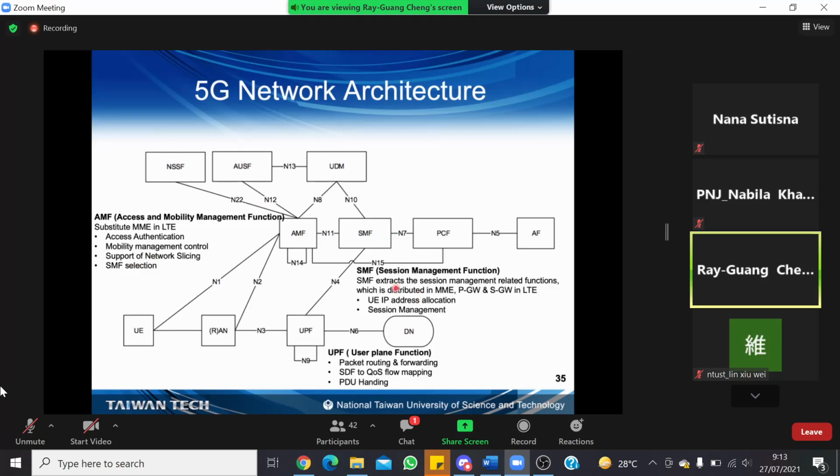SMF is the session management function. It extracts the session management related functions from MME. So actually here, these two were originally MME. Why did they split it into two parts? They want to do control plane and user plane separation. So the user related information is handled by SMF. The mobility related information is handled by AMF.